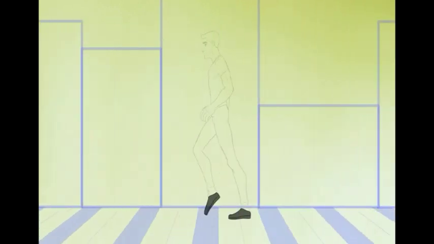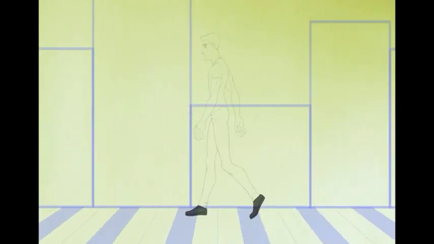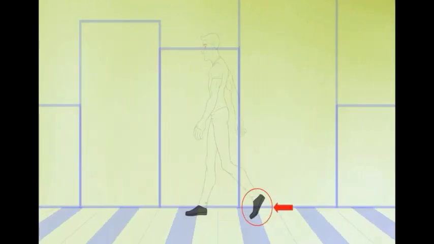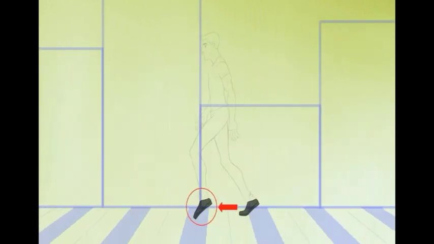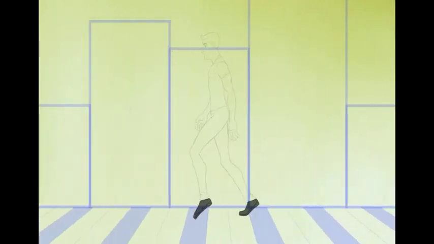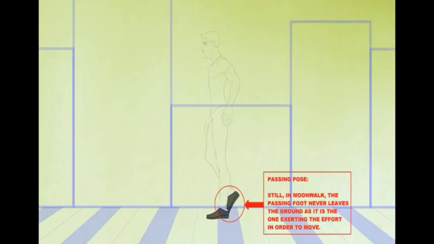What many people do not realize is that the moonwalk cycle pretty much looks like a typical walk cycle, except that the foot that is coming from behind is the one propelling the person, and the foot is pushing backwards. A walk cycle has the following poses: A. Contact pose, B. Down pose, C. Passing pose, and D. Up pose.